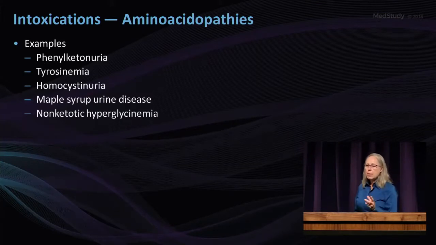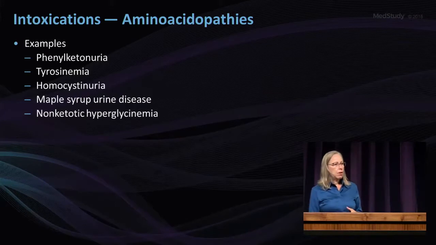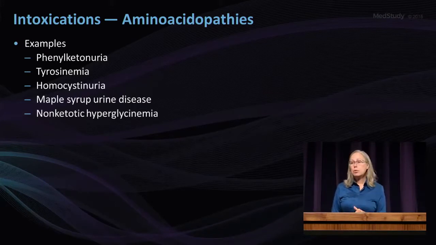All right, so we'll start with the amino acid problems. PKU, tyrosinemia, homocystinuria, maple syrup urine disease, and non-ketotic hyperglycinemia. There are many, many more. However, these are the ones that you're most likely to see and most likely to see on a test.